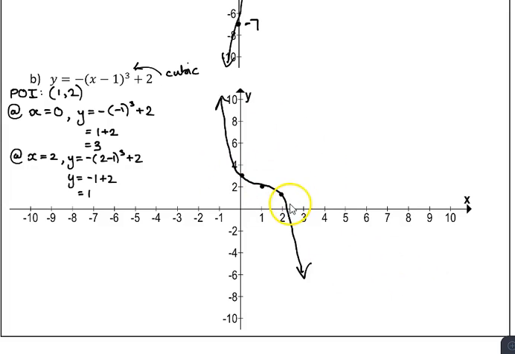You do again need some scale. So 0, 3, 1, 2. Sorry, 1, 2, and 2, 1. But you don't require this 2, 1. The 1, 2 is the important one, your point of inflection.